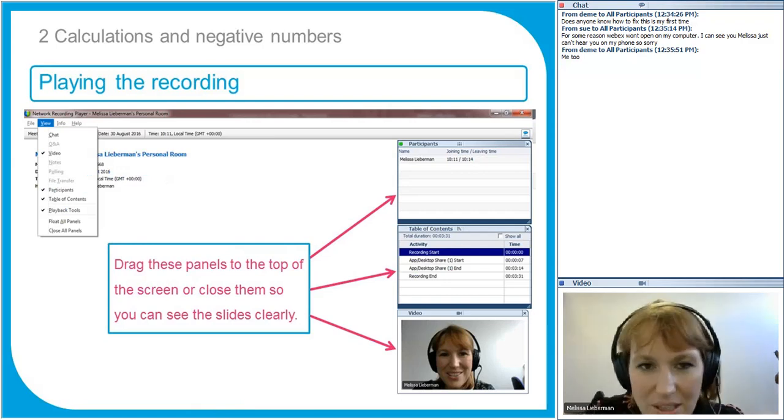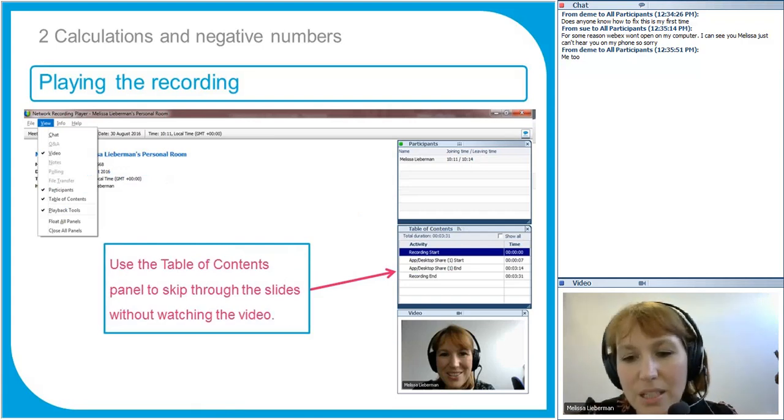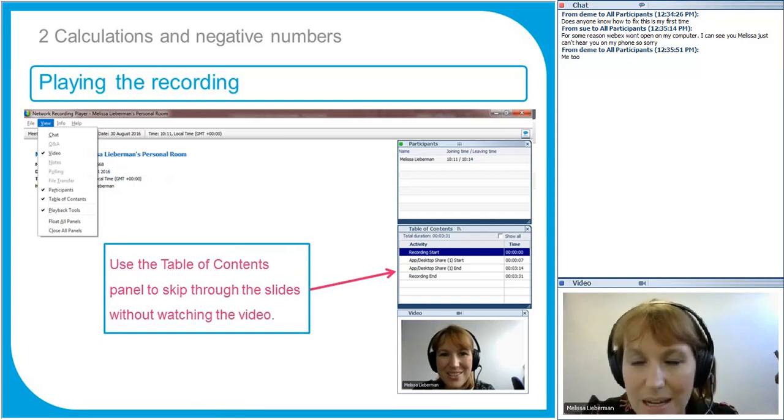This table of contents, if you're watching the WebEx recording again, and you don't want to watch the video of me talking if it's not important to you, you can turn off the video, cut out the sound, and just go through the slides using the table of contents. You can just literally click through the slides and go through a slideshow in your own time, and you don't need to see me or hear me at all if that's the way you would rather work through it. So you can do that in the WebEx version.